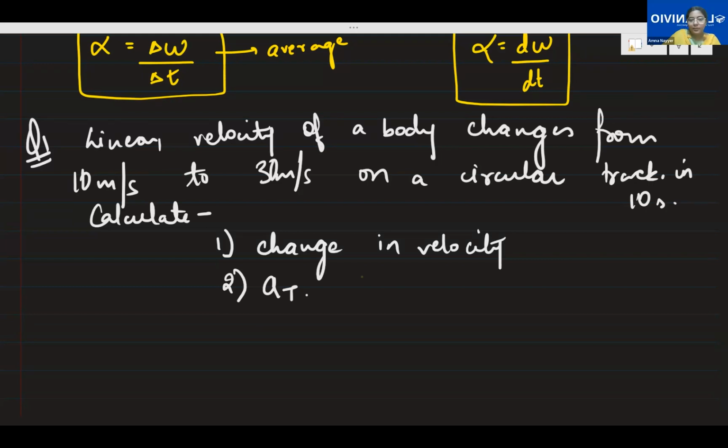Okay, see, Humera, this says the linear velocity of a body changes from 10 meter per second to 30 meter per second.